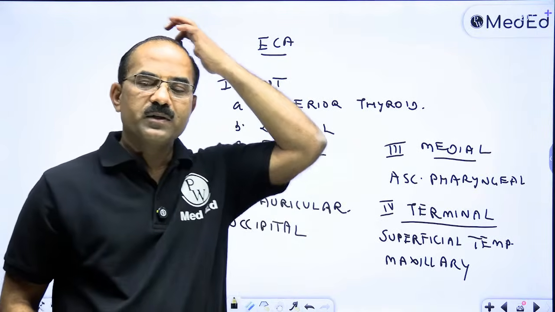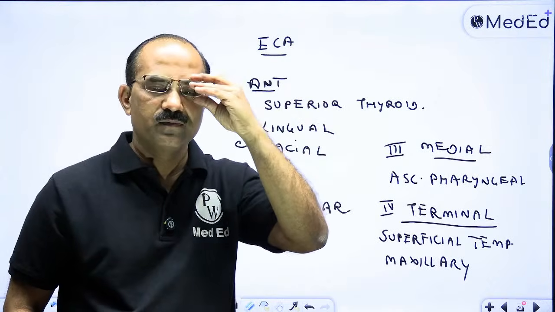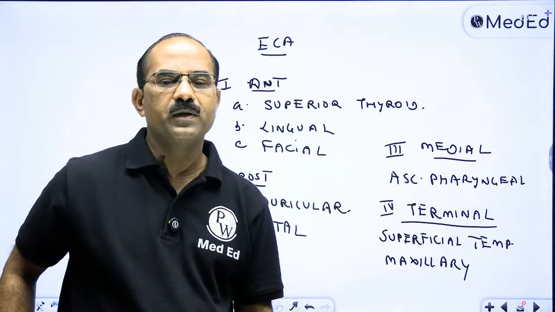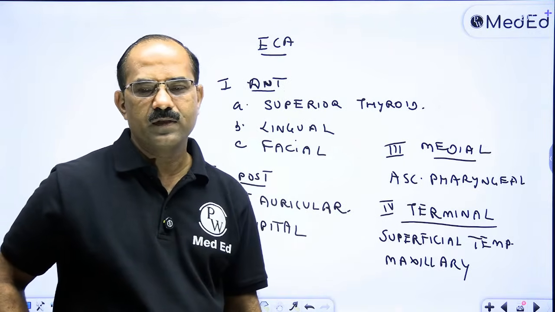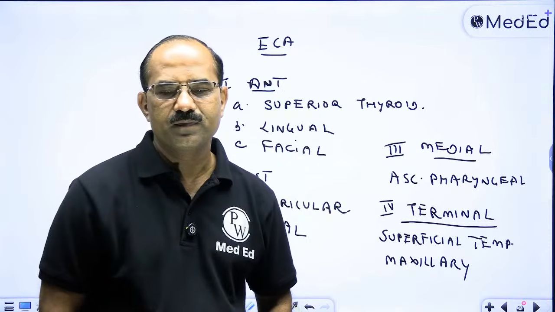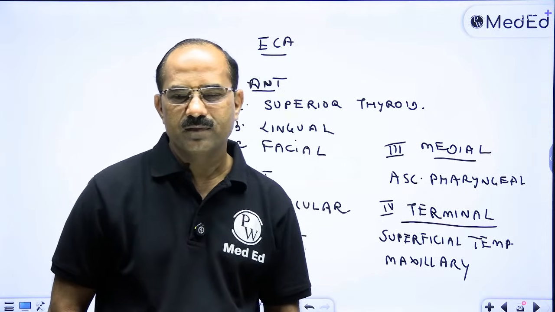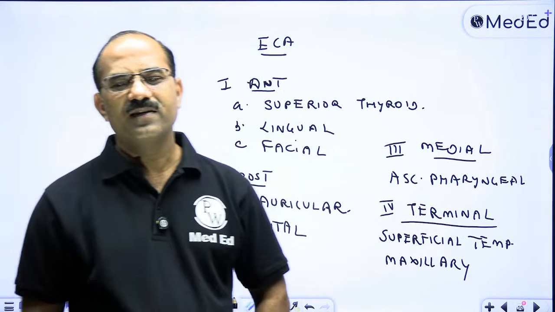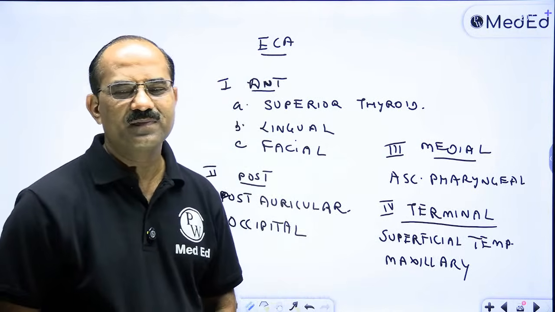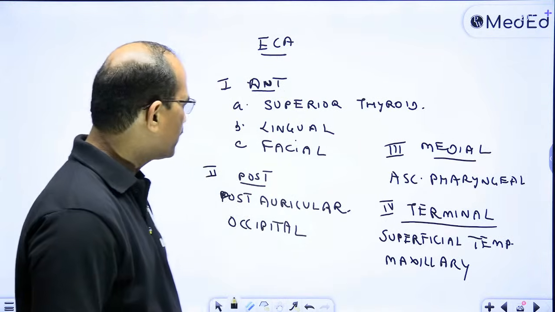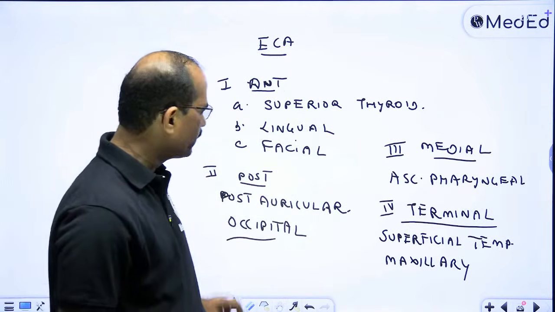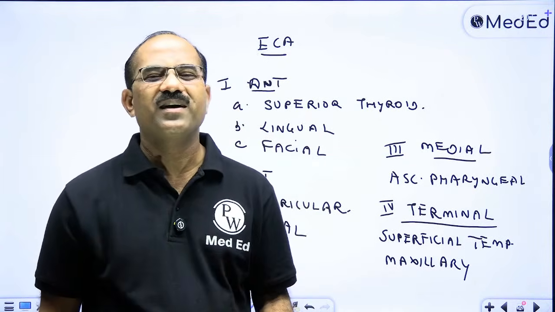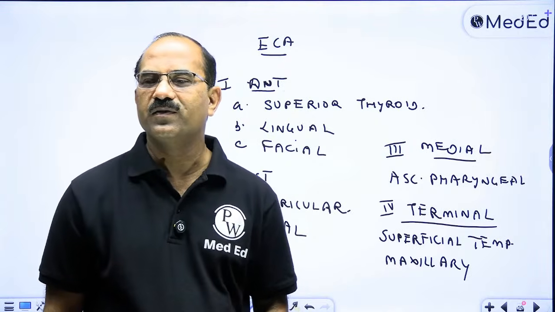Lesser occipital नहीं है बच्चे. Lesser occipital is a nerve. Lesser occipital nerve होती है. Lesser occipital artery नहीं होते. There's an occipital artery. ये occipital artery comes in the posterior triangle of the neck. Fine. Lesser occipital nerve होती है बच्चे, artery नहीं होती है. Lesser occipital is a nerve.